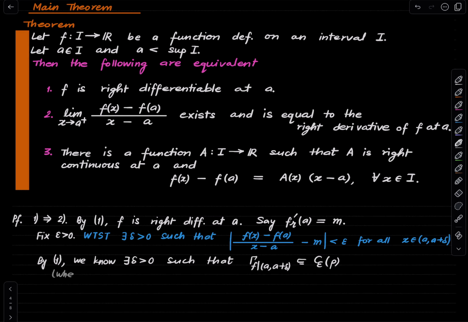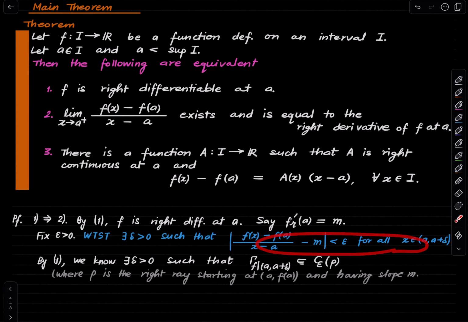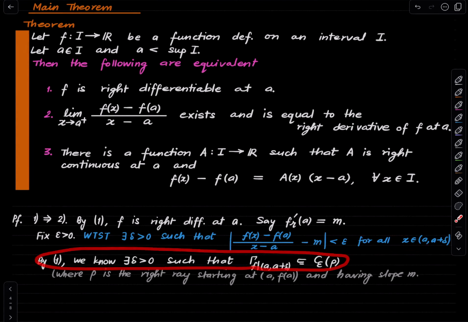Where rho is the right tangent to the curve, but the more descriptive way of saying it is that rho is the right ray starting at a comma f of a and having slope m. So we want to do that. So we want to prove the blue thing. And we have this by 1.